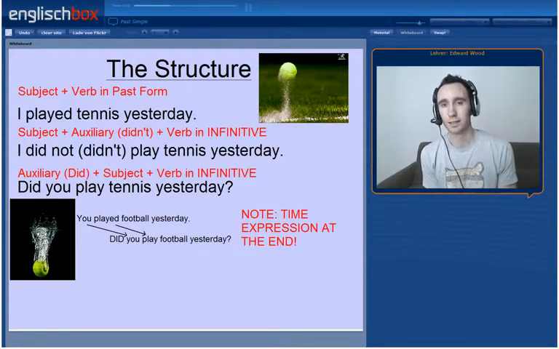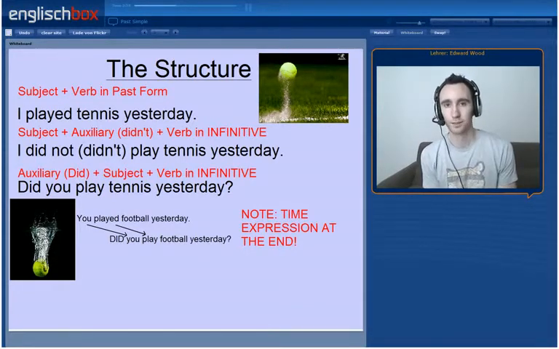If we look at the sentence in the negative, we can see that you have to add the auxiliary didn't between the subject and the verb. And the verb is no longer in the past form, rather it is in the infinitive form. So, I did not, or contracted, I didn't play tennis yesterday.